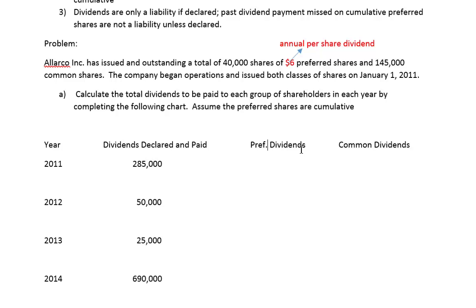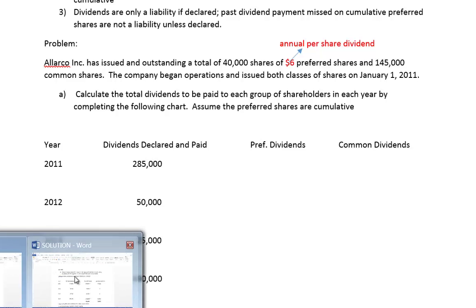Again, these preferred shareholders are holding preferred shares that are cumulative. So how much of a dividend are those preferred shareholders getting, and how much of a dividend are the common shareholders getting? Well, I can see in the first year, I declared $285,000. So how much are the preferred shareholders getting as a dividend? Well, don't forget, their entitlement is $240,000, right? So they're entitled to $240,000: 40,000 cumulative preferred shares times $6 a share. That's the annual per share dividend. So that's going to give them $240,000. So what will the common get?